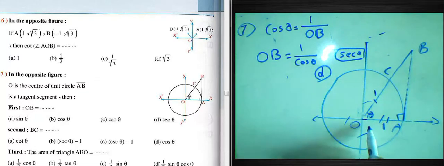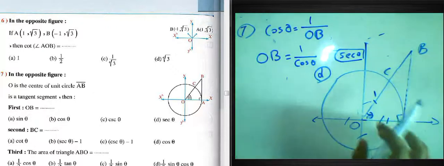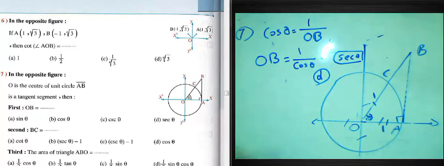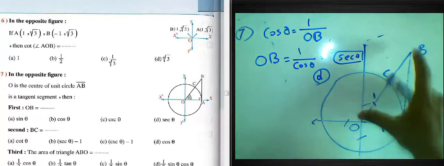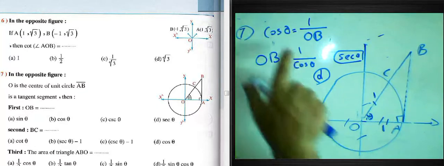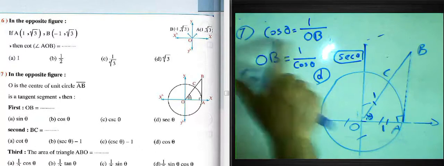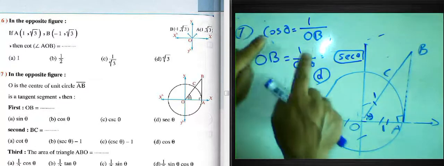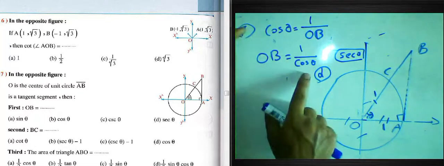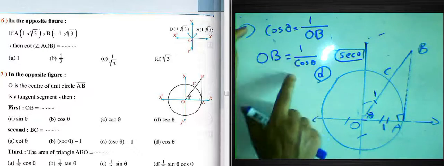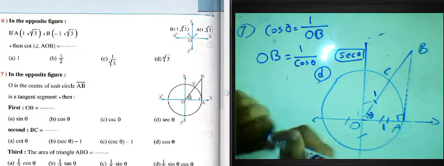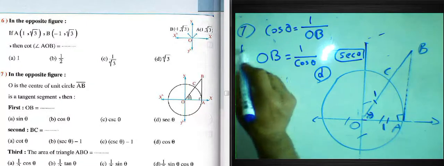OP is the hypotenuse. We know cosine theta equals OA over OP, which is 1 over OP, and we find OP by swapping cosine theta and OP. OP equals 1 over cosine theta, and 1 over cosine theta is sec theta. So we choose letter D. That's the first question. What about the second?